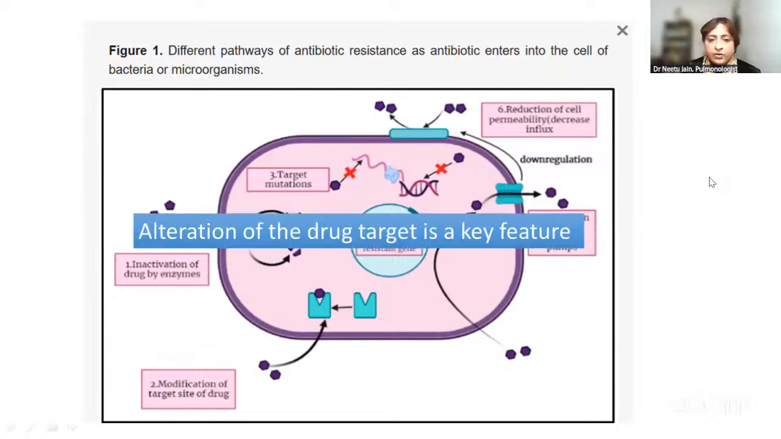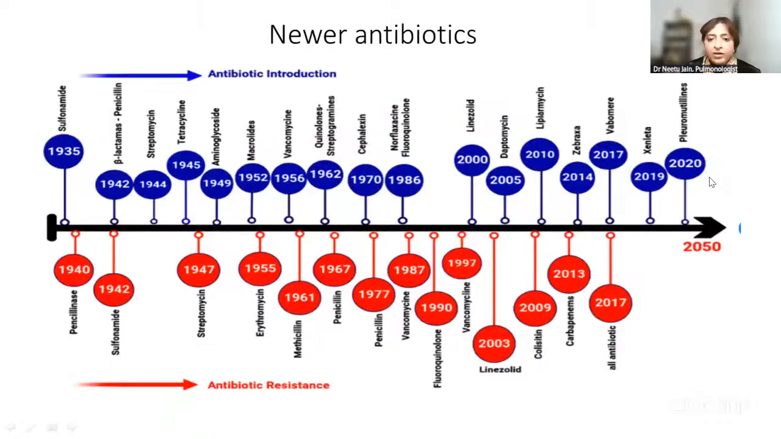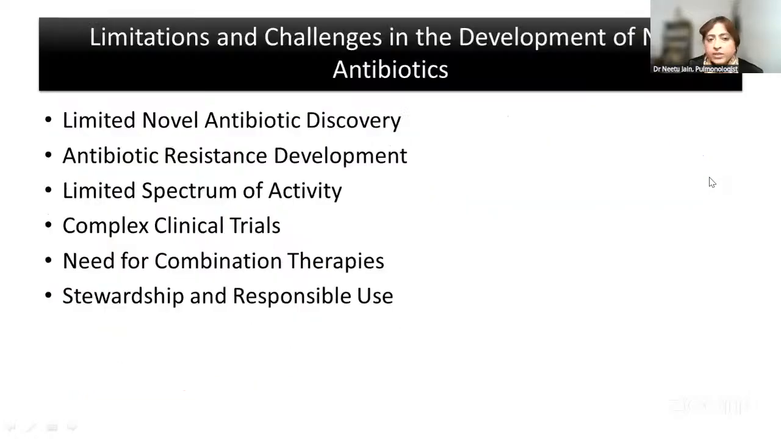Alteration of drug target is a key feature for development of resistance. But if we look at newer antibiotics, I think the last new antibiotic was in 2020, and that was the same antibiotic packaged in a new bottle, like BLI: beta-lactam antibiotic with beta-lactam inhibitors like tazobactam, sulbactam, and so forth. So not really any new antibiotic has been developed after 2020. There is limited novel antibiotic discovery, a lot of antibiotic resistance development, and the new antibiotics have limited spectrum.